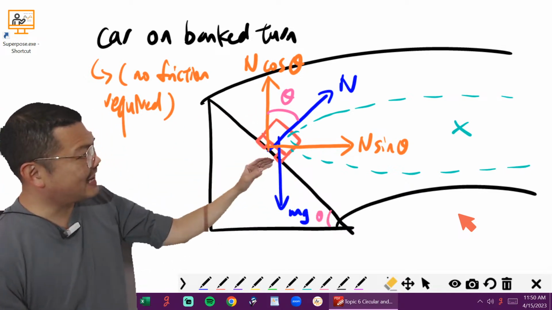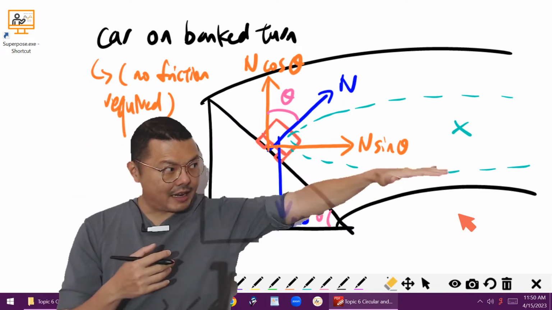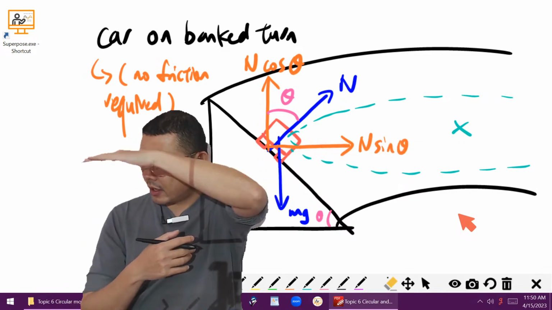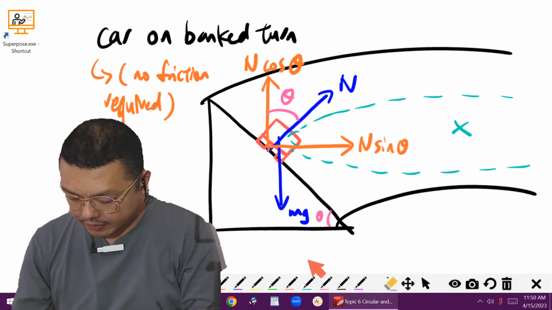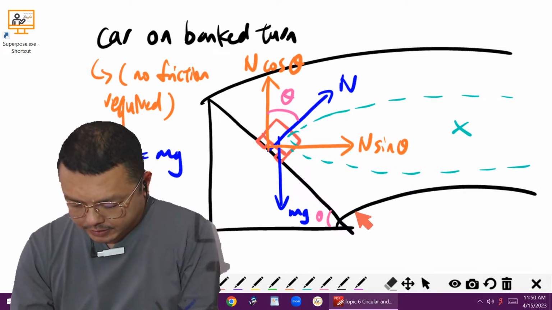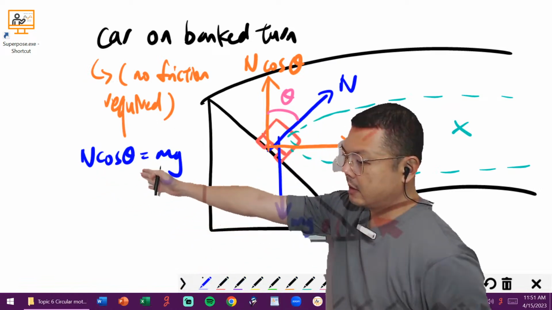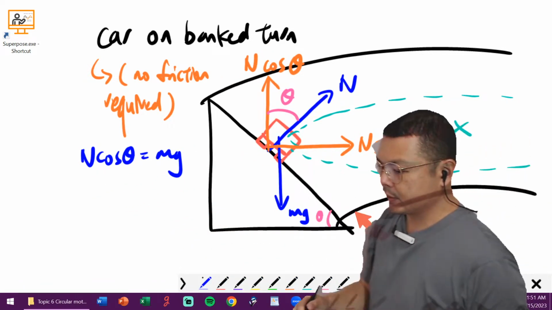Right, the whole idea is that this is a horizontal circle, means that it maintains at this level, right? So in order for it to maintain at this level, the n cosine theta must be equal to mg. So write that down. You can write down n cosine theta equals mg. And then the next thing you can write down is n sine theta equals to Fc.